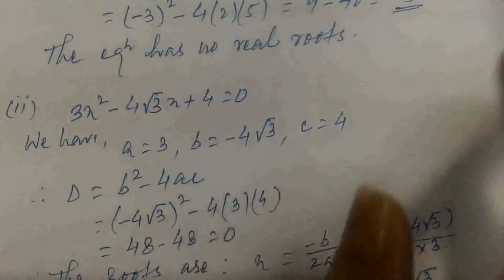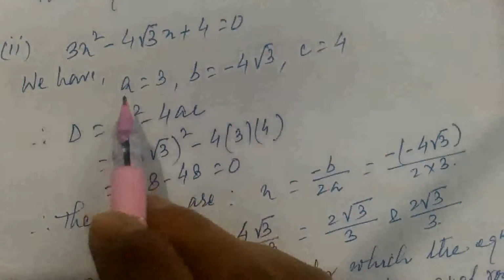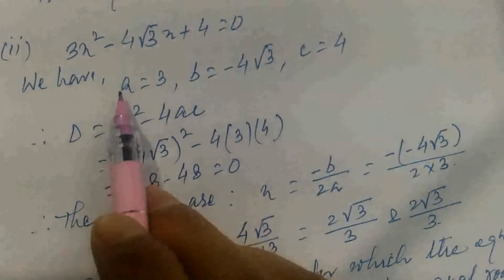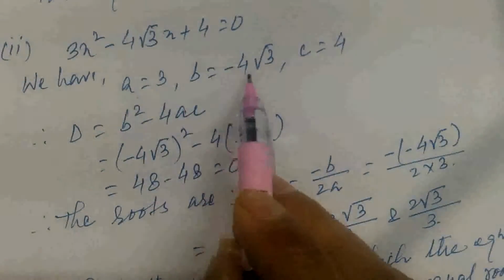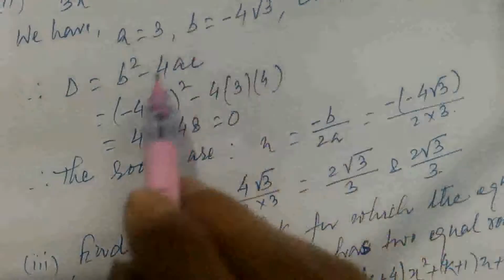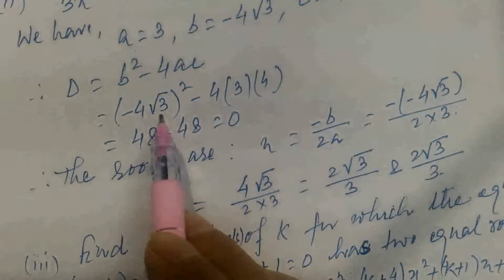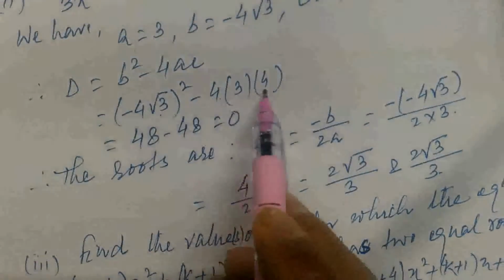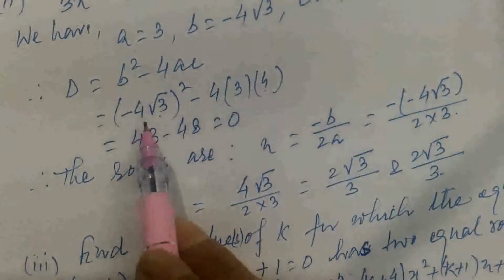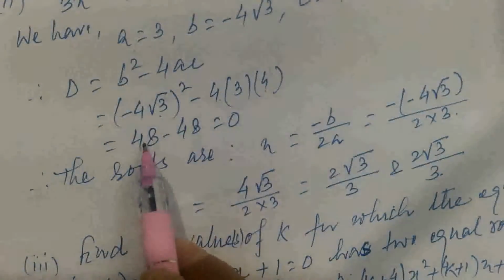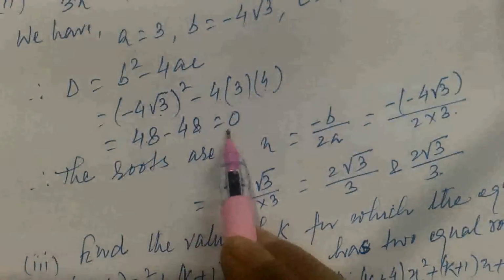Now second equation, 3x² minus 4√3x plus 4. Again, we'll compare with the standard equation. We'll have a, b and c. a is 3, b is minus 4√3, c is 4. We'll find out D, b² minus 4ac. Put the value of b: minus 4√3 whole square, minus 4 times 3 times 4. So minus 4 whole square is plus, 4 square is 16 and root 3 square is 3. So 48 here, 48 here, it gives you 0. So you have got D is equal to 0.